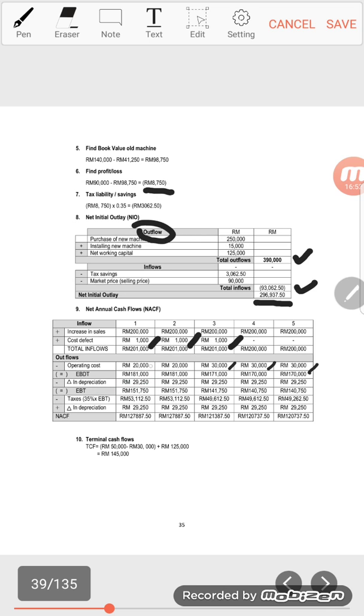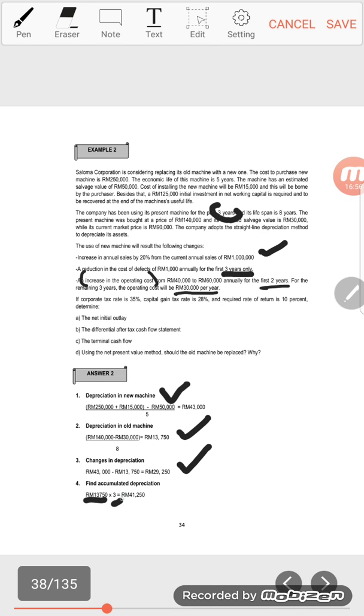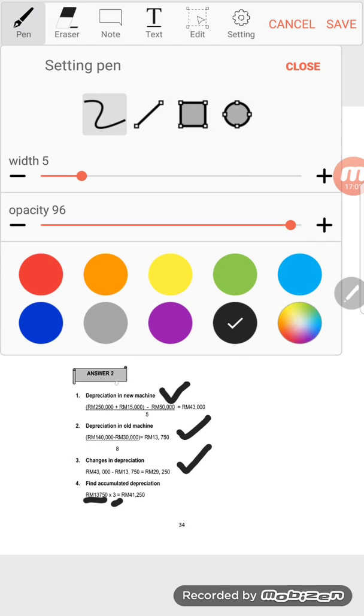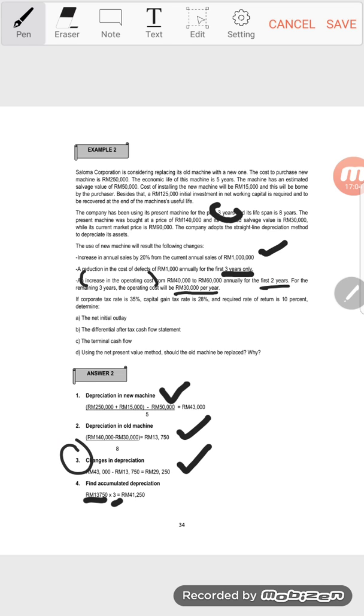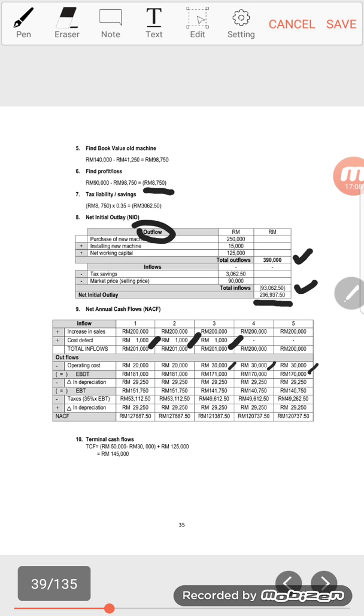Depreciation kat sini bukan depreciation, tapi changes in depreciation yang you kira in step 3 tadi. Okay, under this one, changes in depreciation. Once you dah dapat yang ni, you tolakkan, you dapat EBT. EBT tu earning before tax. So you darabkan EBT tu dengan 35% corporate tax. Now, once you dapat tax, you tolakkan dengan tax, you tambah balik amount tu, tambah dengan changes in depreciation.